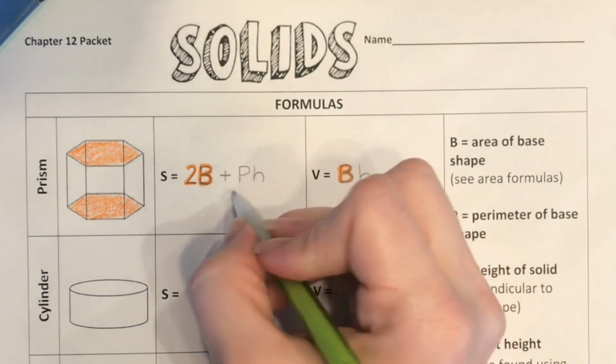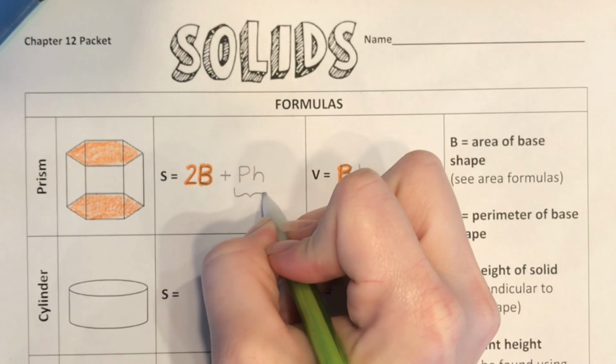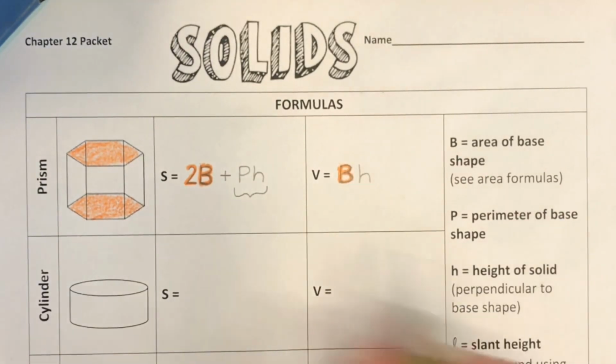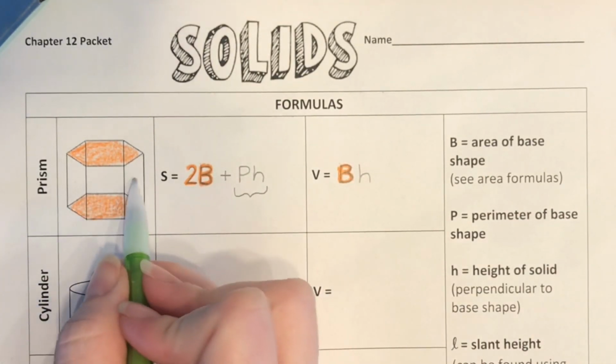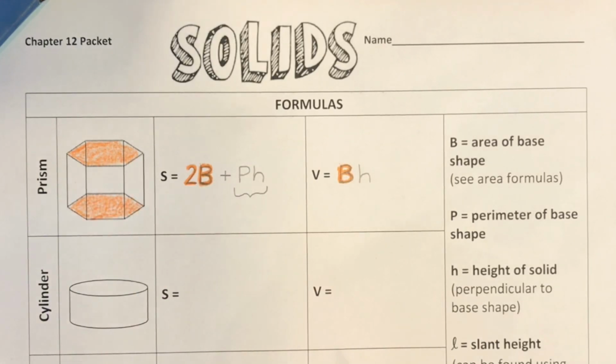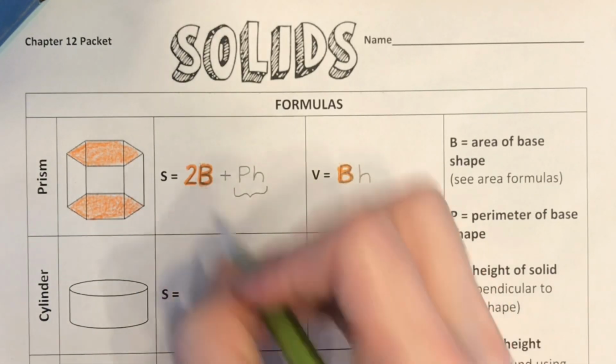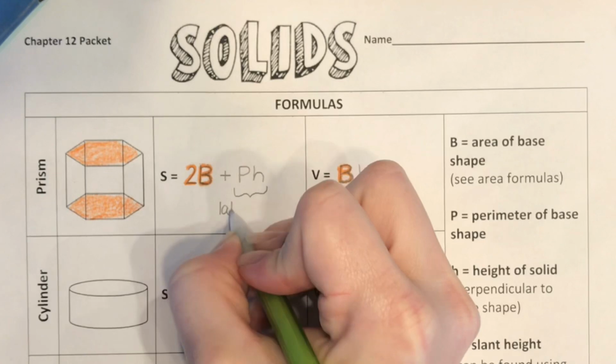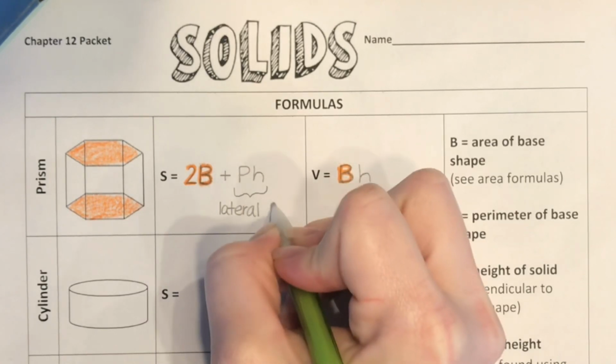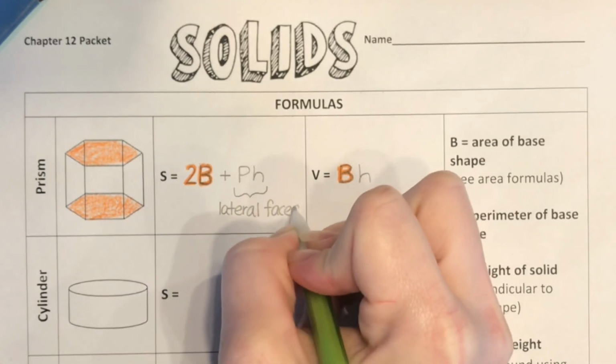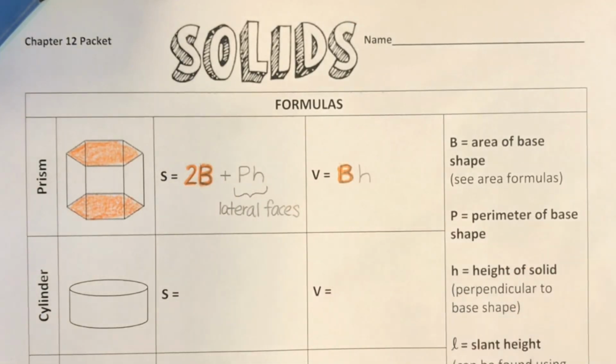And so what would this part of the formula be? And I want you to write this down too. This part of the formula is the area of all of these rectangles around the sides. We call those the lateral faces. Lateral faces. And it's perimeter times height because those are rectangles. And I'll show you in a little bit more detail where that comes from. So those are the formulas for today.